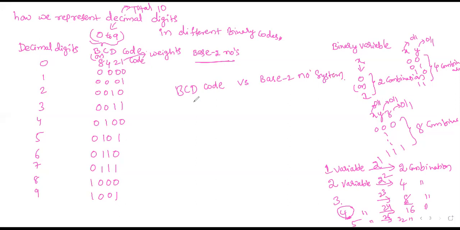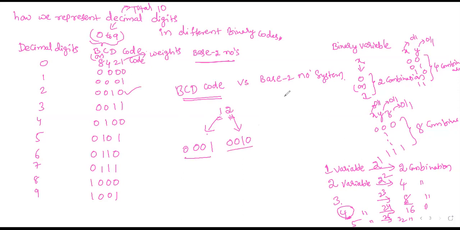The difference is, for example, you want to represent 11 or 12. Here we have 2 decimal digits, one is 1, one is 2. In BCD code, each decimal digit takes 4 binary bits. So 1 will be represented as 0, 0, 0, 1. 2 will be represented as 0, 0, 1, 0. So in BCD code, to represent 12, you need 8 binary bits.